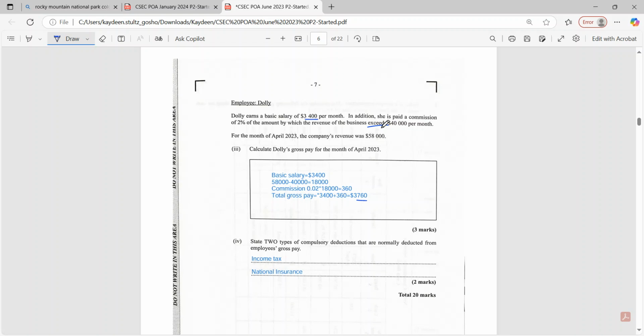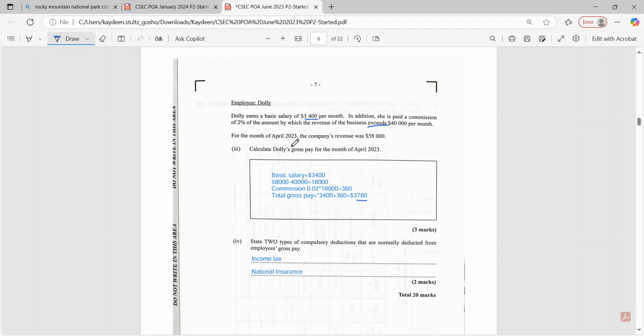So this is commission-based pay, right? So we start with her basic salary, which is $3,400 per month, and we're going to find how much the company's revenue was in excess. So we subtract the $40,000 from the $58,000 and we get $18,000. Now, they said that we should calculate 2% on the excess. So it is 2% of $18,000, which will give us $360.